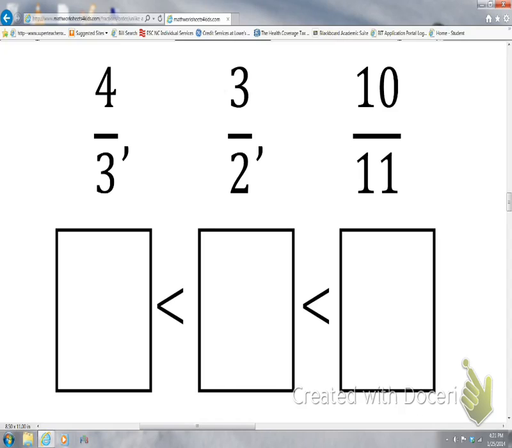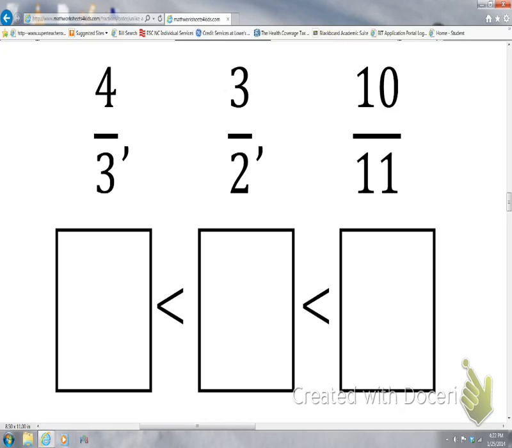So, again, we are ordering these fractions from least to greatest. We have 4/3, 3/2, actually, because that's 3/2 means 3 over 2, and 10/11. Order those from least to greatest.